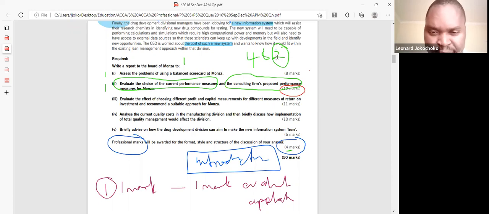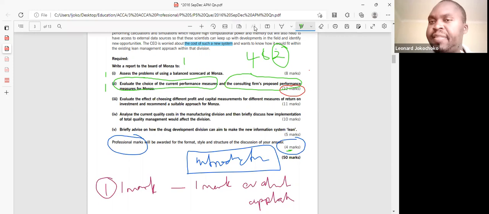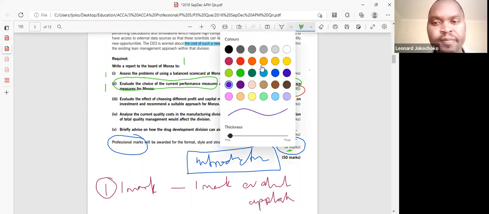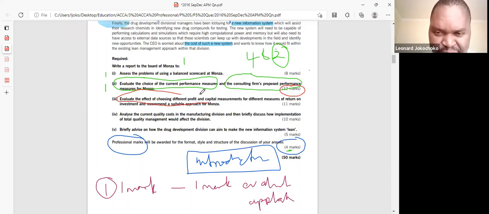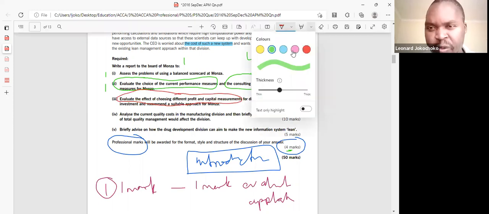Item number 3 says, evaluate the effect of choosing different profit and capital measurements to different measures of return on investment and recommend a suitable approach for Monza. So when you look at this question, again, it is made of 2 parts. The first part, you want to evaluate the performance measures. The second part, you want to recommend.